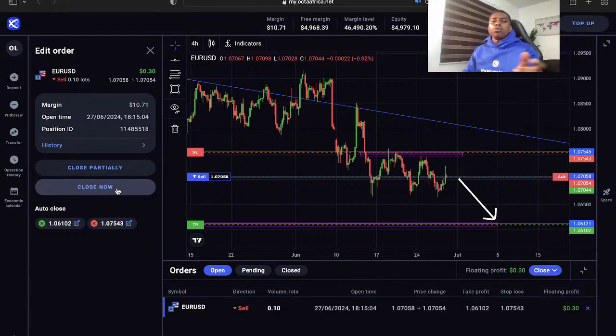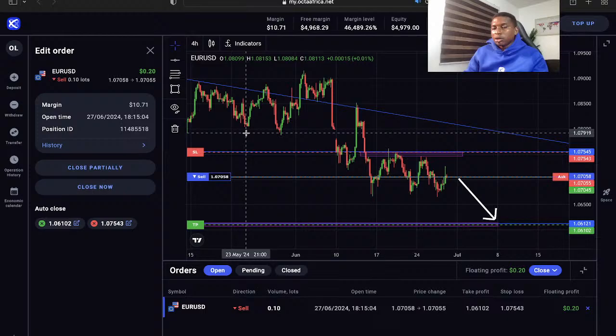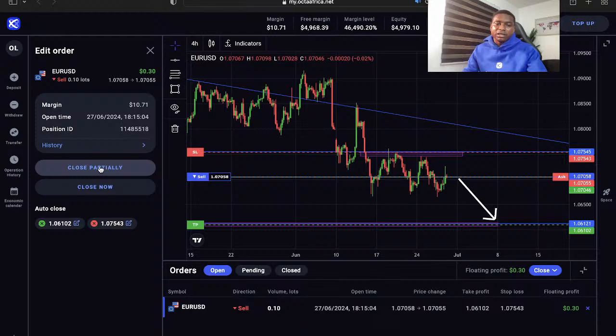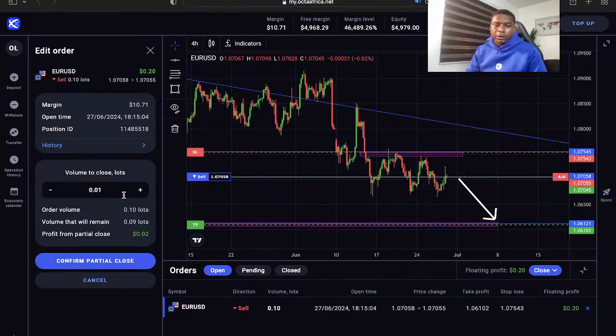So of course I just took the trade. I want the trade to breathe, right? However, I want to close partially. I'm not comfortable with my trade running at 0.1. I'm comfortable with my trade running at 0.05. So what do we do? We come here and say close partially. Now, how many lot size do you want to close? I want to close 0.05 lot size.